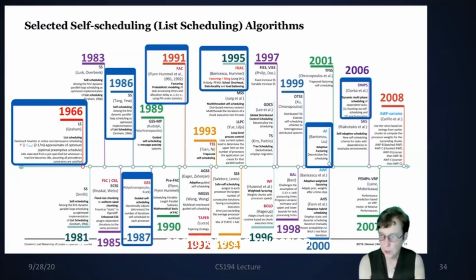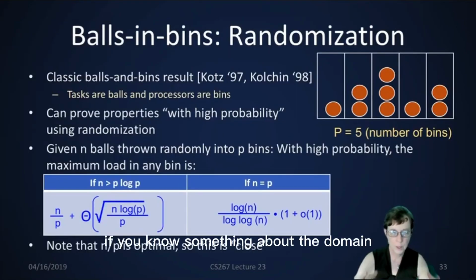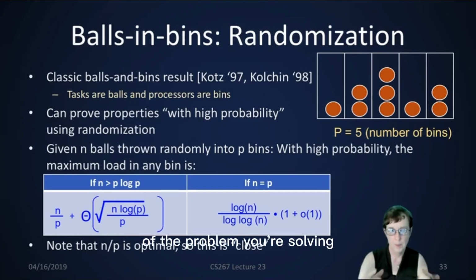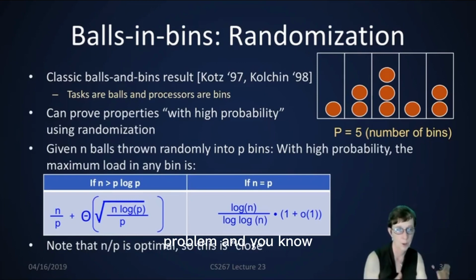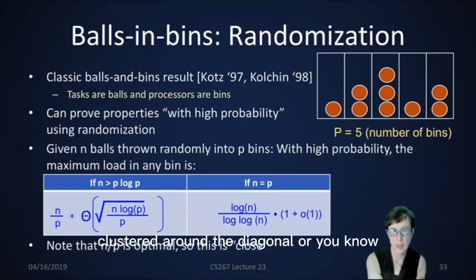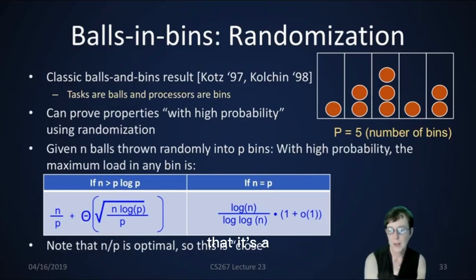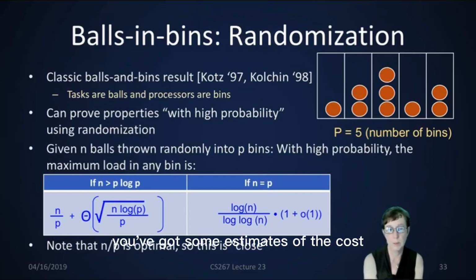And there's a question: could we pass in some sort of function that selects which thread to steal from based on the type of problem we're solving? Absolutely. If you know something about the domain of the problem you're solving, let's say you're solving a sparse linear algebra problem and you know that all the non-zeros are clustered around the diagonal, or you've got a histogram or some estimates of the cost, you absolutely could put those in.